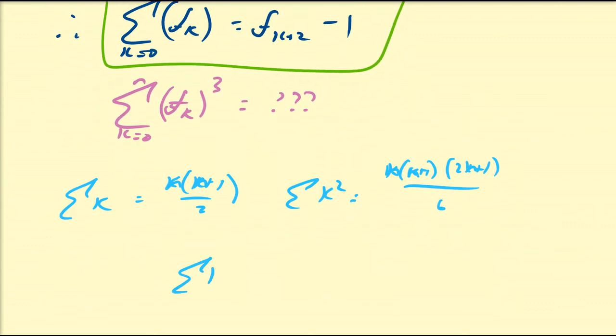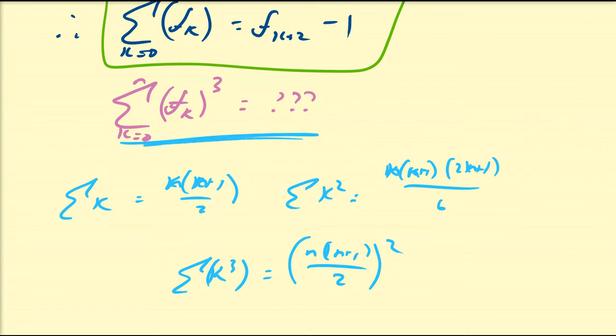And we, of course, had shown that the sum of k cubed is going to be equal to (n(n+1)/2) squared. So is there a nice pretty formula for the sum of cubic Fibonacci numbers? So I encourage you to look that out, and if you can find that, post it in the comments below.